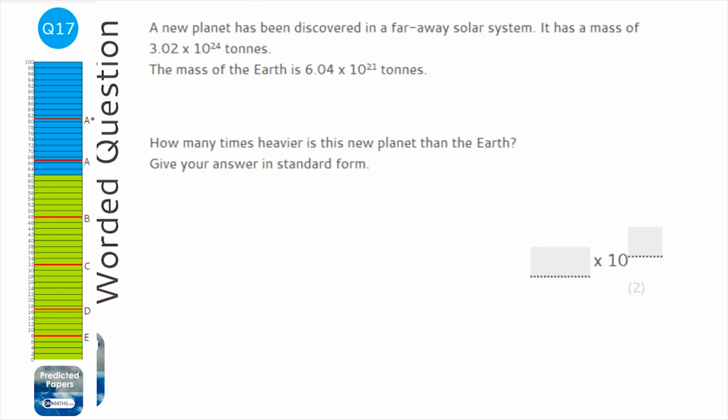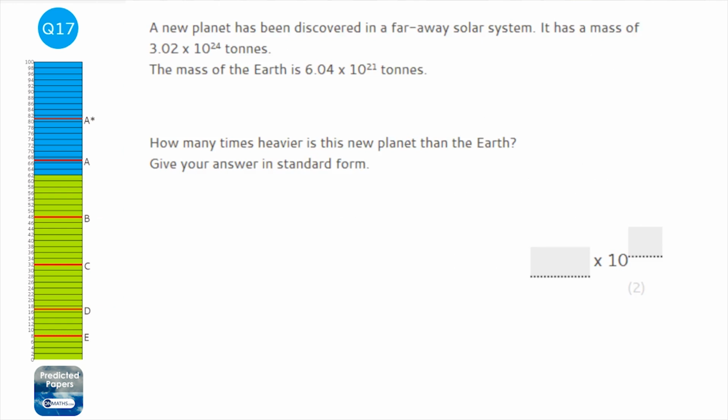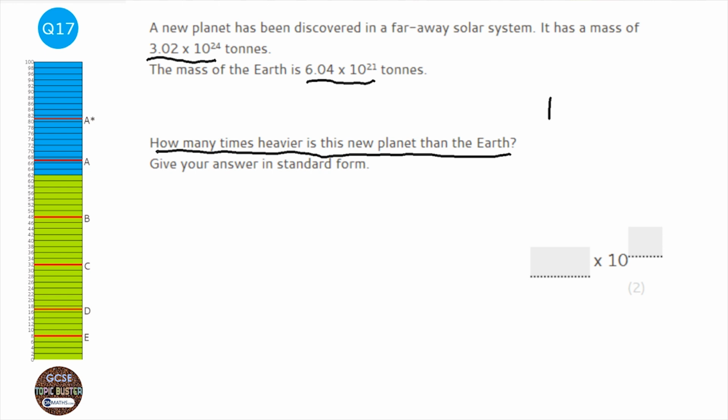Okay, if you'd like to pause the video, otherwise let's get started. So we have a new planet that is that weight, and we've got the mass of the Earth. So we've got 2 masses, and we're asked how many times heavier is the new planet than Earth. So if the new planet was 10 and Earth was 2, then to work out how many more times heavier it is, we just divide it. It would be 5 times heavier. This time we don't have simple numbers, we've got standard form. So the new planet is this.